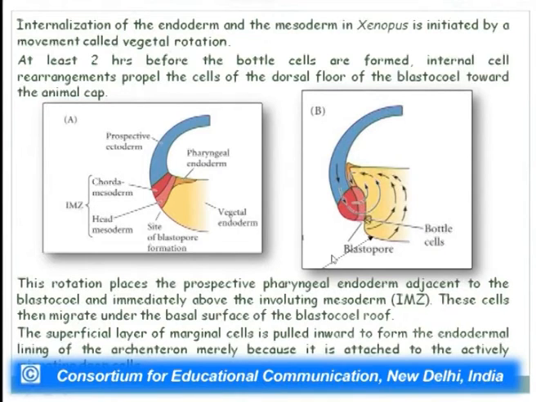Now you can see the invagination is occurring. This is the blastopore which is there. So the invagination has started occurring. So because of this invagination, or the bottle cells being formed, the superficial layers are pushed inside, pulled inside, and they become the endodermal lining of the gut cavity or the archenteron merely because it is attached to the actively migrating deep cells. So as I said, the first movement is basically a passive movement. The deeper cells are moving because of this vegetal rotation that has occurred, and because of this active movement of the deeper cells, the superficial cells are just pulled inward. So they are just pulled inward passively.